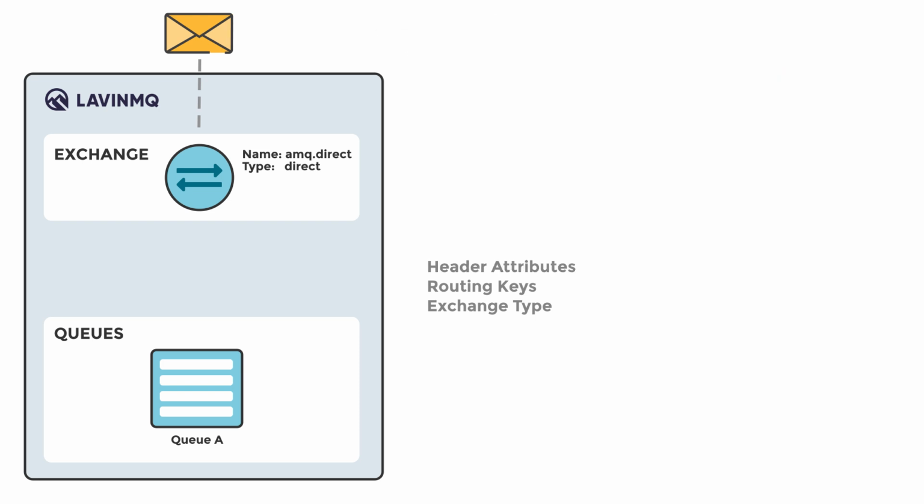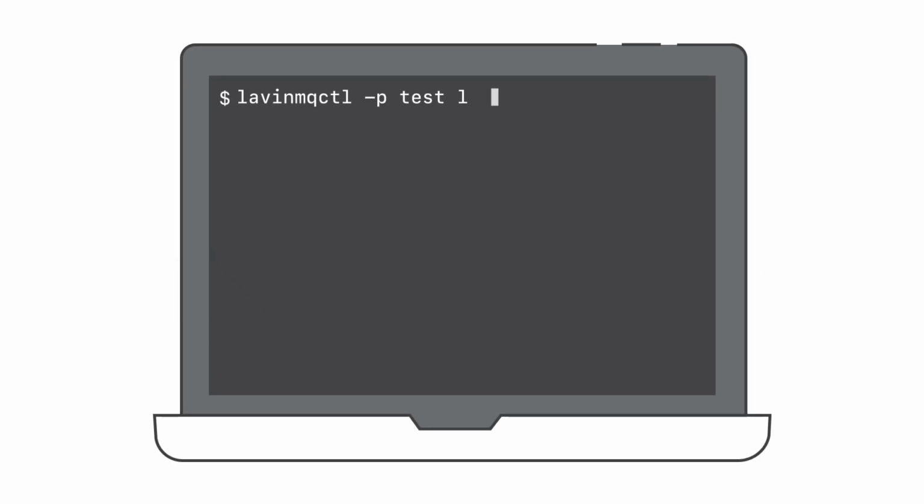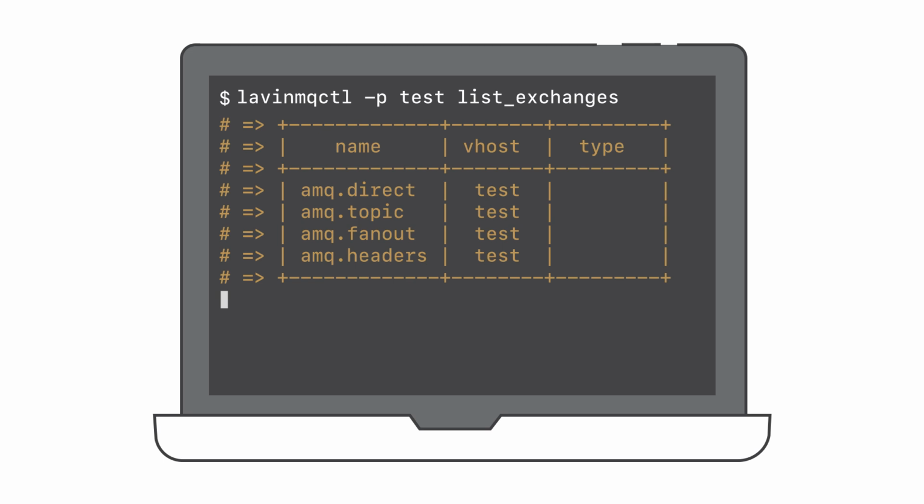From the queue's perspective, you can check which exchanges and routing rules are linked to this specific queue. These links are called bindings. A binding links the queue to an exchange, while the routing key is like an address for the message. This is mainly what the exchange looks for when deciding how to route the message to queues. In LavinMQ, there are 4 main types of exchanges: direct, topic, fanout, and headers. Existing exchanges and types can be seen in the management interface or through LavinMQ CTL.